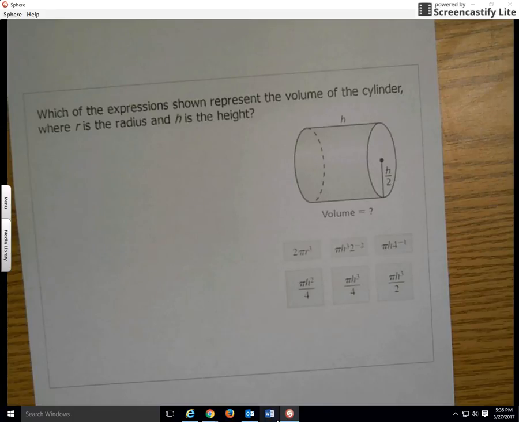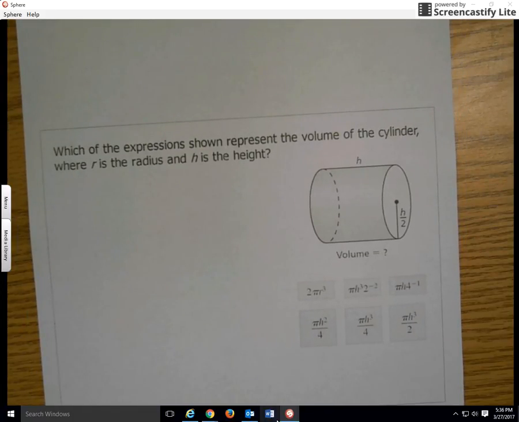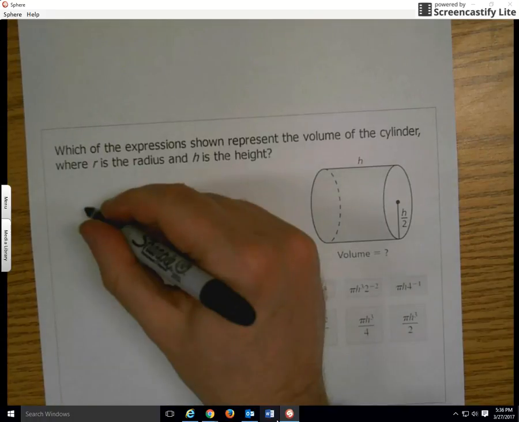Now I wanted to go over a word problem with you. It says, which of the expressions shown represents the volume of a cylinder where r is the radius and h is the height? So it gives you a number of these expressions and says, which one can you say is true for this cylinder here? In order to know this, you do need to know the formula for the volume of a cylinder. So I will just write that right now.